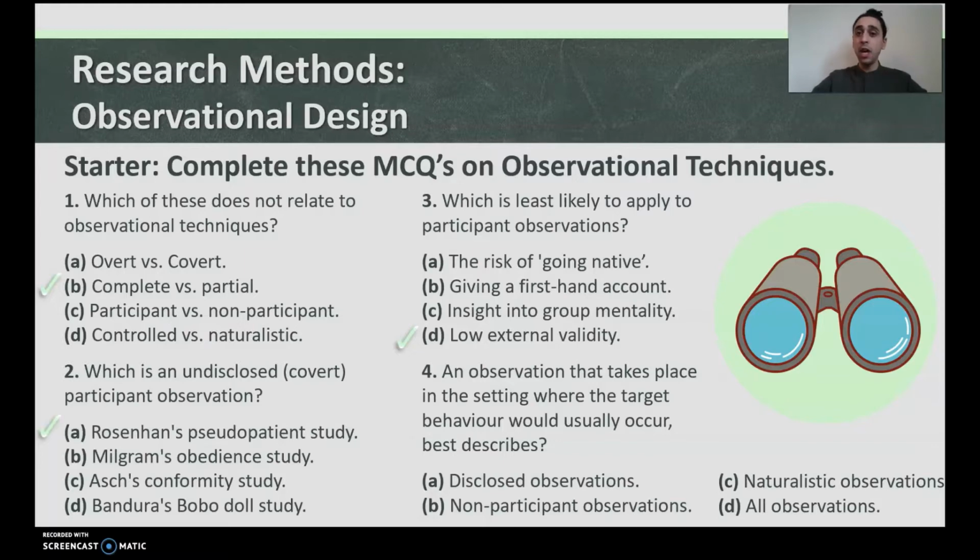And then number 4, an observation that takes place in the setting where the target behavior would usually occur best describes what? Disclosed observations, non-participant observations, naturalistic observations, or all observations. Which one? Yes, it is C, naturalistic observations.